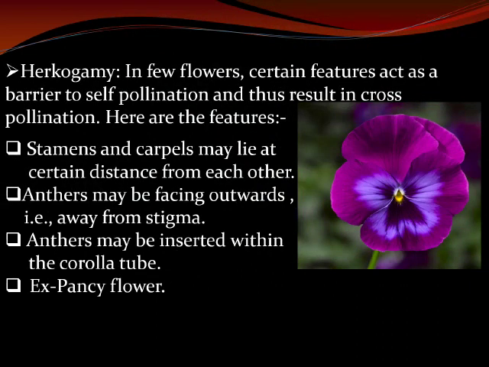Hercogamy. Hercogamy means the barrier. As in pansy flowers, you can see hercogamy is a barrier for self-pollination. That means anthers from the same flower producing pollen grains cannot reach the stigma because of the barrier. So stamens and carpels may lie at certain distance from each other. Anthers may be facing outwards, away from the stigma, or they may be inserted within the corolla tube. Example is pansy flower.